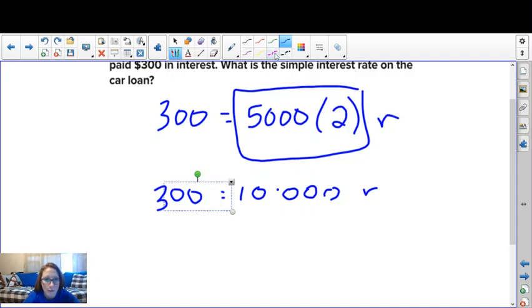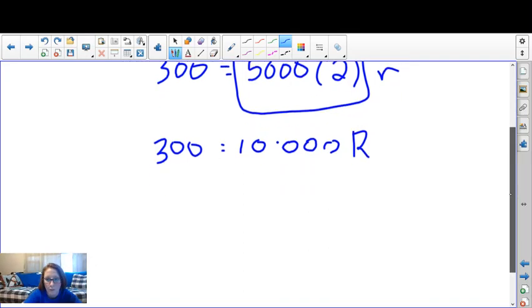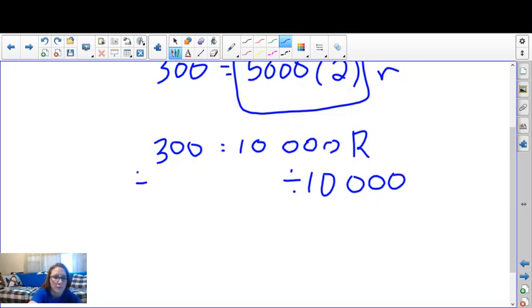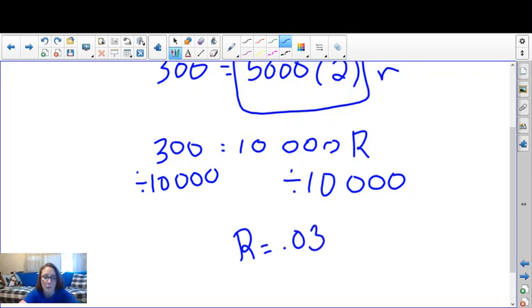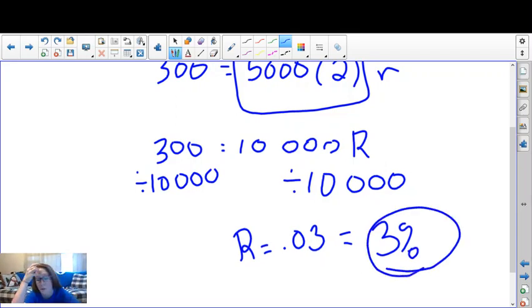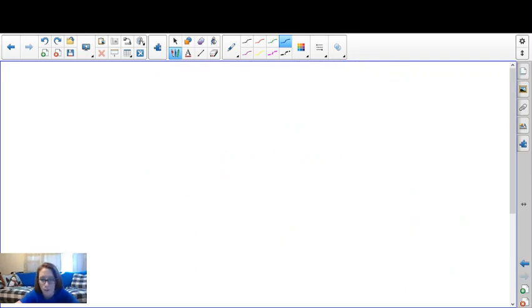My R's look like V's. Right now that $10,000 and the R are being multiplied, so I want to get rid of that multiplication with division. I'm going to divide both sides by $10,000. So 300 divided by $10,000 gives me 0.03, but that's the rate as a decimal, so it's 3%. So he paid an interest rate of 3% on that $5,000 that he borrowed for his car. And there we are, guys. Chapter 2 is done.